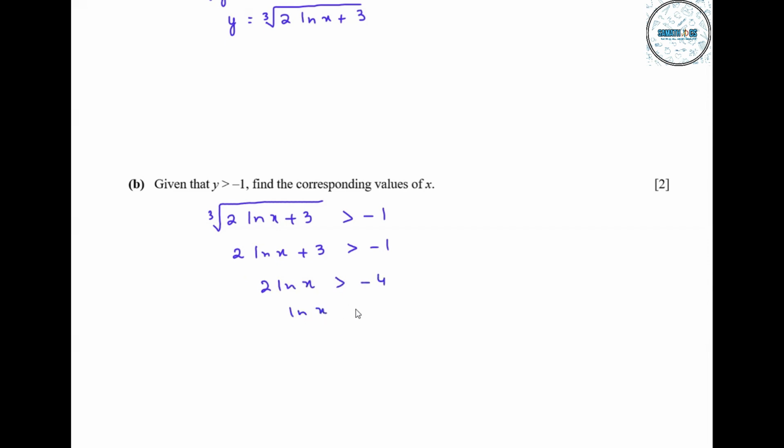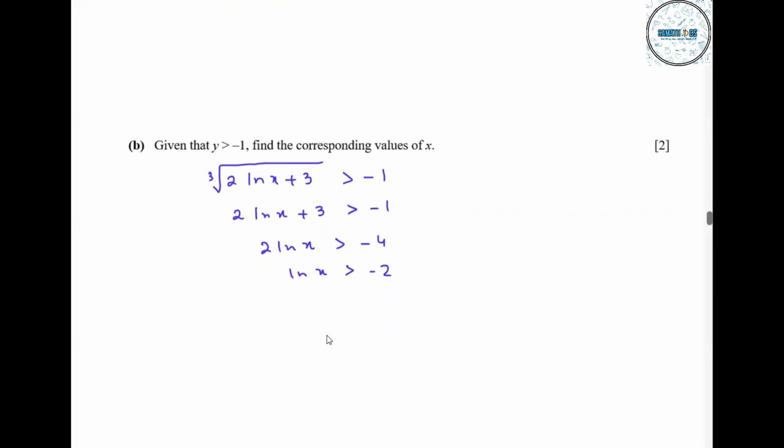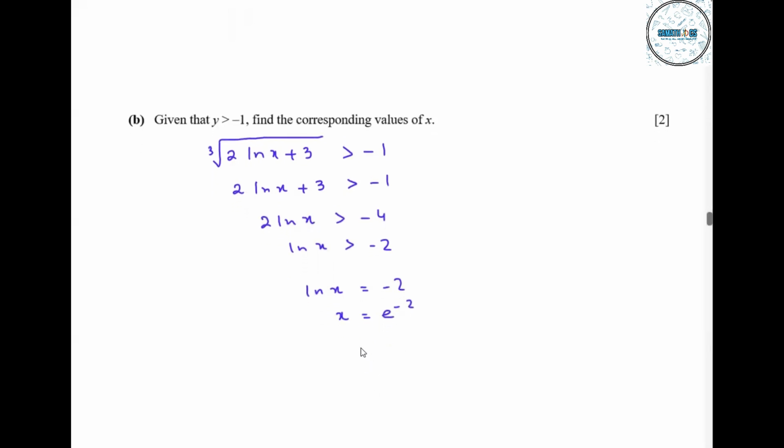ln x is greater than minus 2. Now we can consider ln x is equal to minus 2. So x is equal to e power minus 2. So the critical value of x is e power minus 2. So now we can write x is greater than e power minus 2.